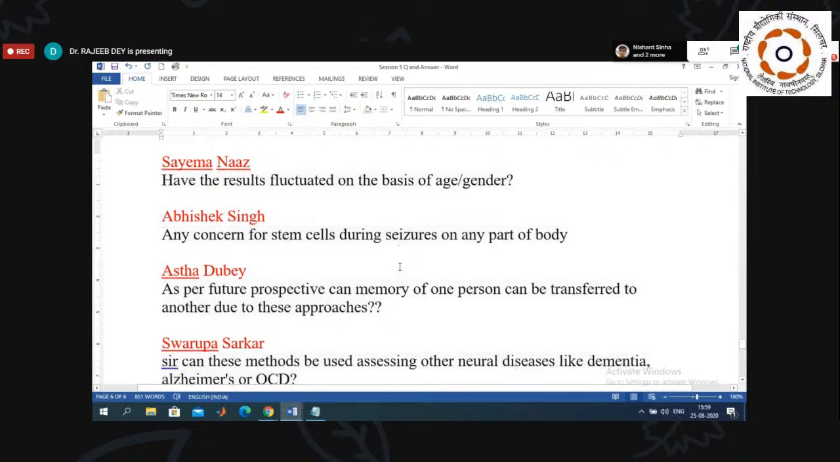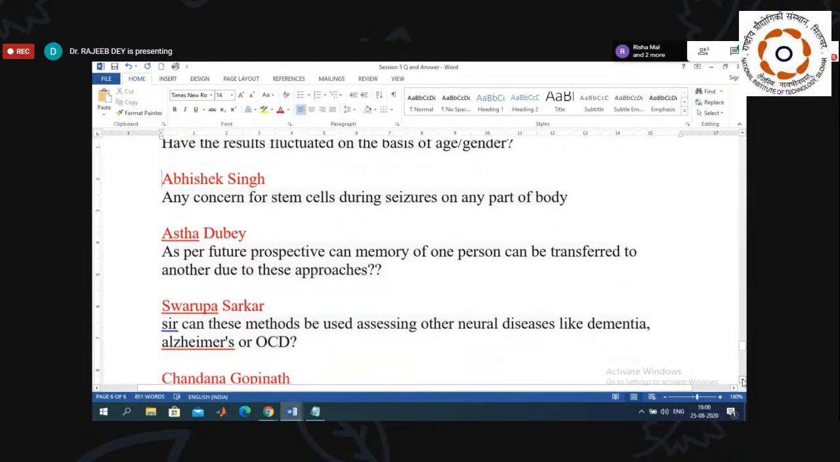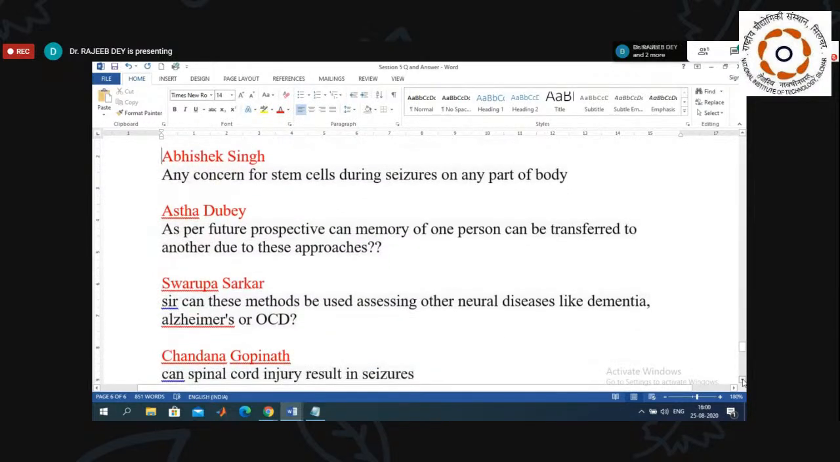Have the results fluctuated on the basis of gender? No, the results were not fluctuated on the basis of gender. It's balanced, and we regress out the age and gender wherever we see a correlation with the age or gender.